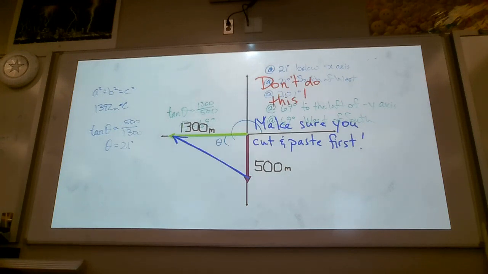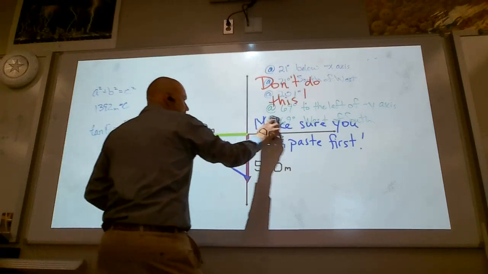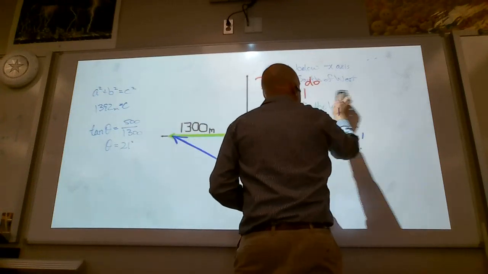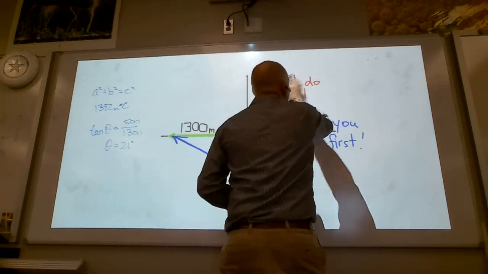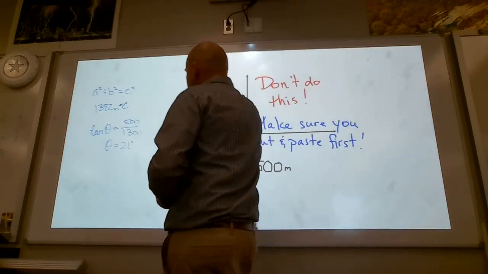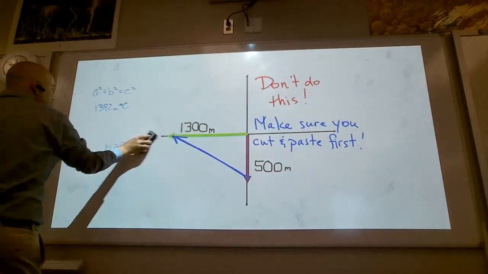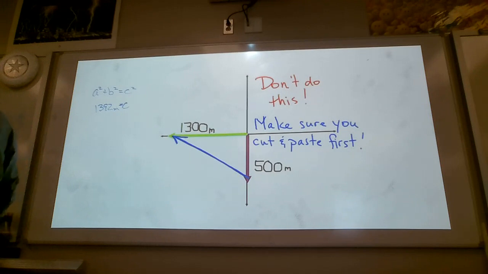Okay, here is a very popular pitfall. You're able to get the right resultant, like the magnitude of it, you're going to get 1,392. But good luck with the direction. Does that make sense? Okay.